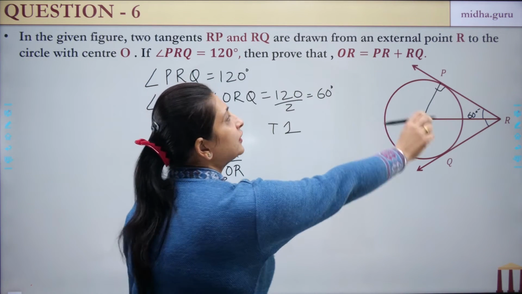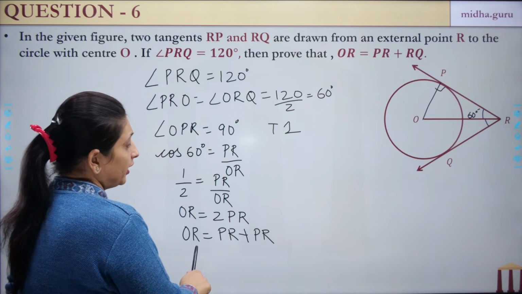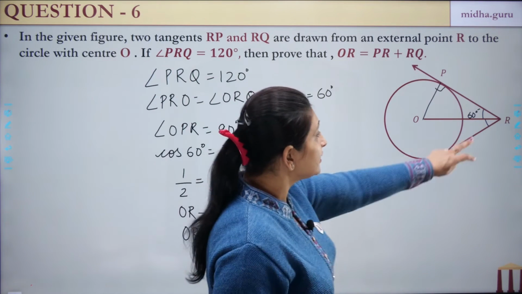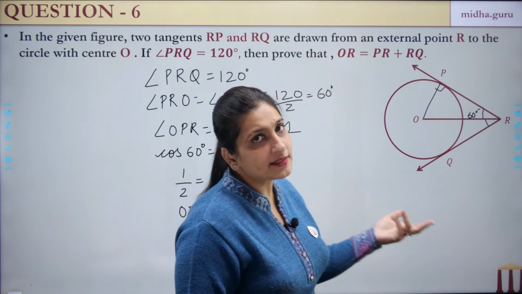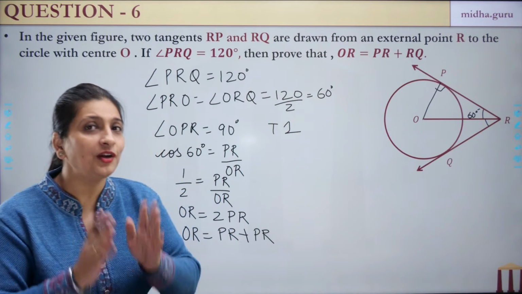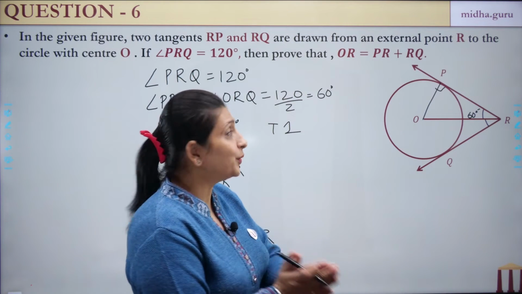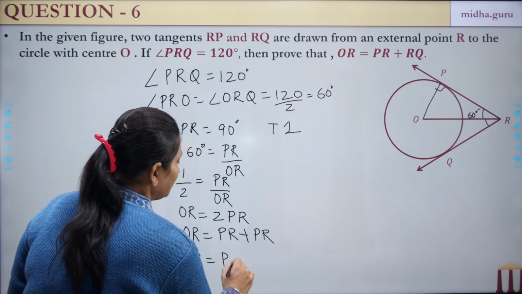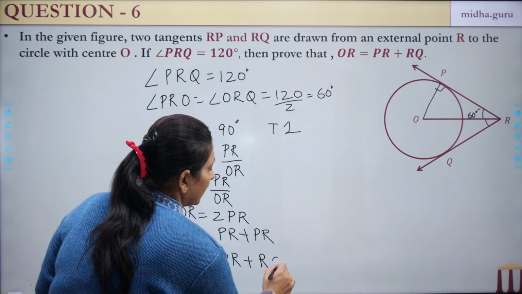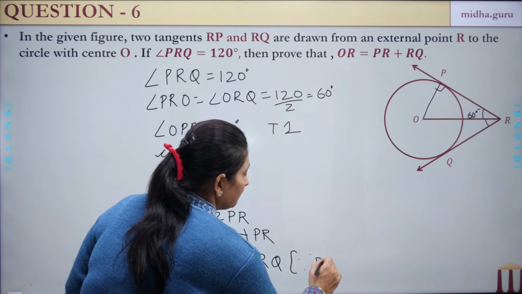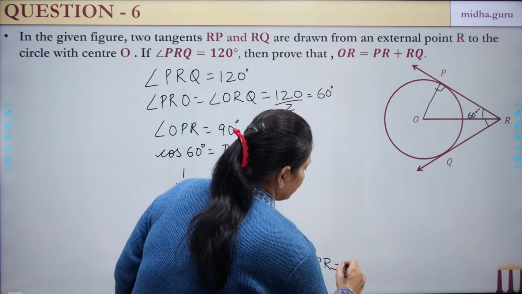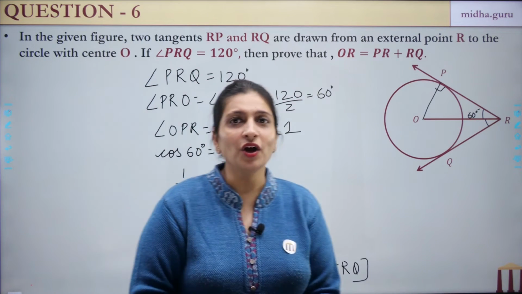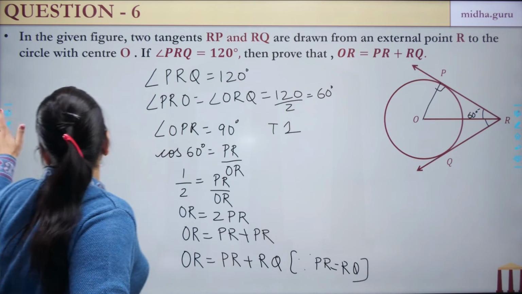And what do we have to prove? We have to prove OR is equal to PR plus RQ. So in place of PR, just see, isn't PR equal to RQ? Yes, if the tangents are drawn from an external point, the lengths of the tangents are equal. So we can write OR is equal to PR plus RQ, since PR is equal to RQ. So we have easily proved this. Now let's go on to the next question.